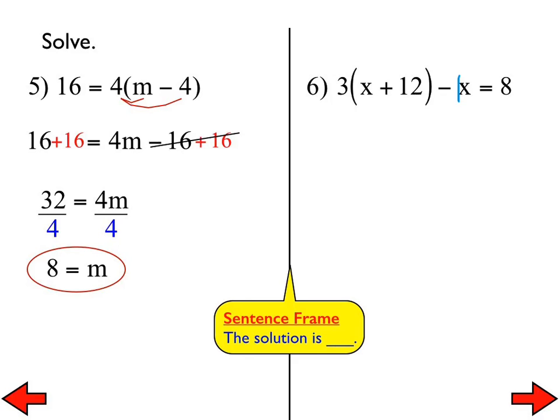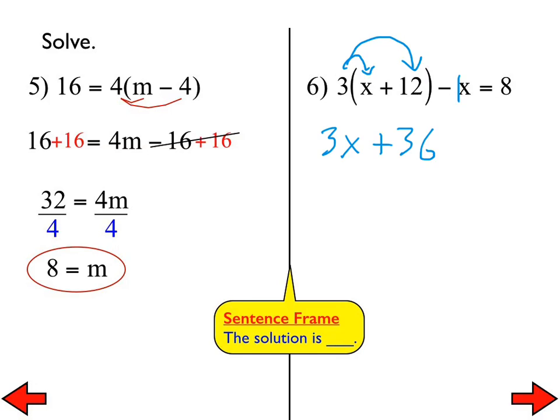Distributive property. Start the distributive property. That's how we get rid of parentheses. So let's do that. 3 times x is 3x. The thing that people tend to forget is multiplying the 3 times the 12. That is 36.